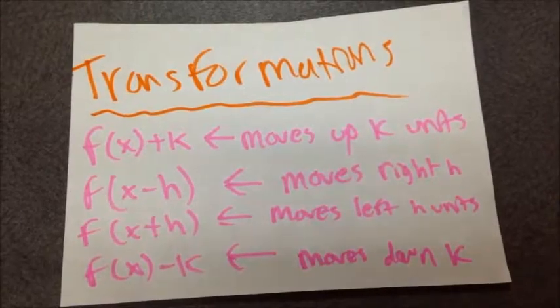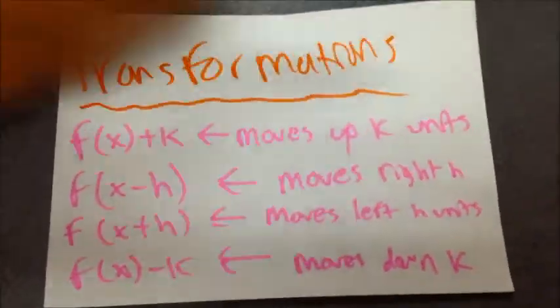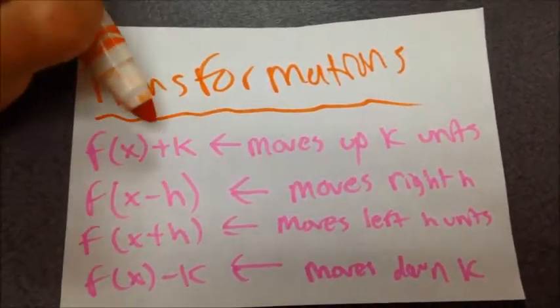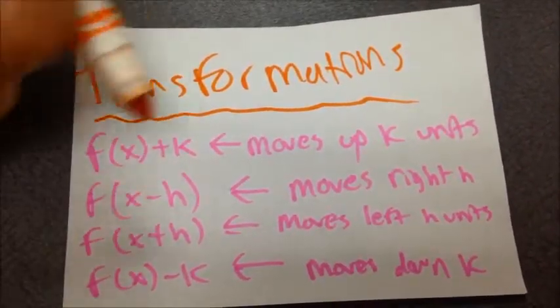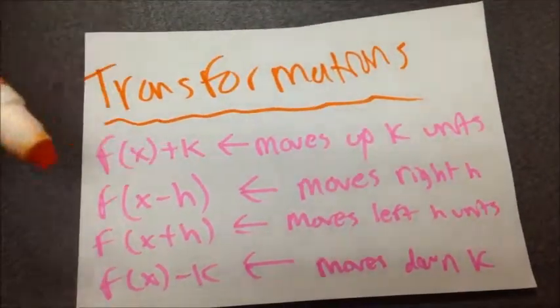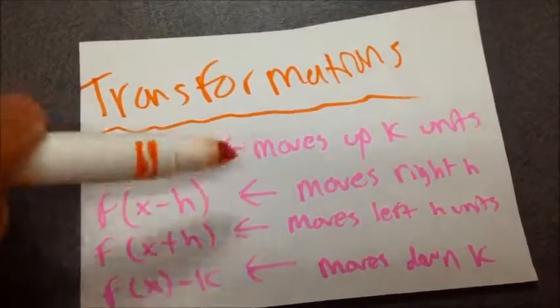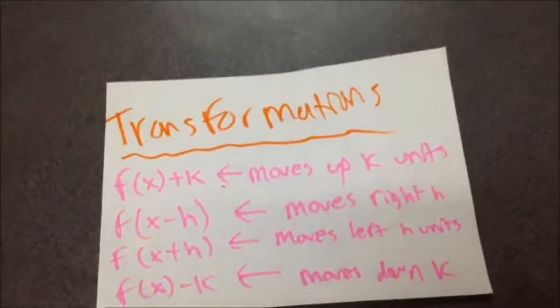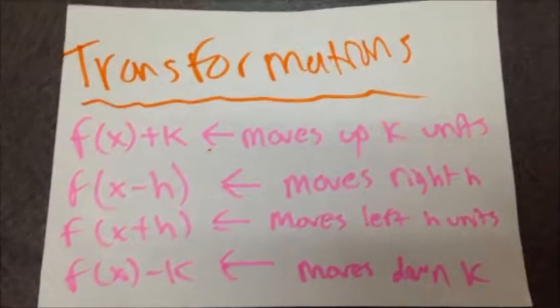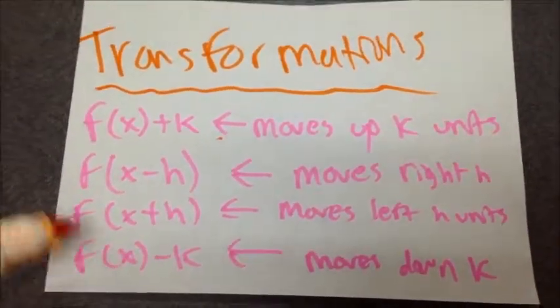Transformations. F of x plus k will move up by k units. And notice that k is outside of the parentheses. If k was inside of the parentheses, it would be represented as h, in which case it switches. So x minus h moves right instead of left, and x plus h moves left instead of right. And also here, again, outside of the parentheses, it's going to move down by k. And that's all.